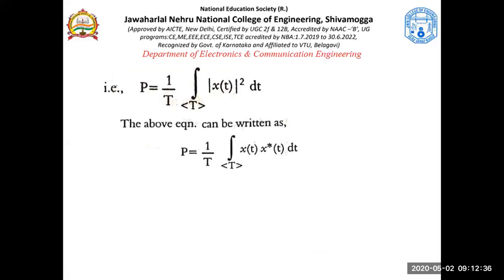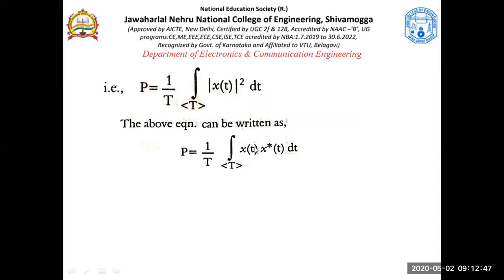So this is the power equation. The left hand side, what we have is the average power. The above equation can be written as, now what is this? You know what this is? The x star of t is actually the complex conjugate of x of t. What is complex conjugate?